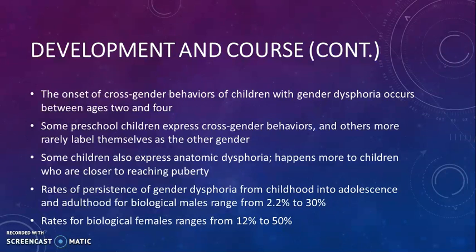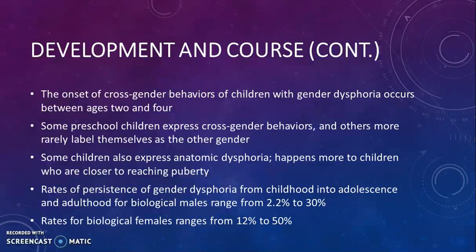So the onset of cross-gender behaviors usually occurs between ages 2 to 4, which corresponds to the developmental time period in which children usually begin expressing gendered behaviors and interests. Some preschool children express cross-gender behaviors and more rarely label themselves as the other gender. Some children also express anatomic dysphoria, where they are uncomfortable with their sexual anatomy and wish to have that of the other gender. This is usually more prevalent in children who are closer to approaching puberty.